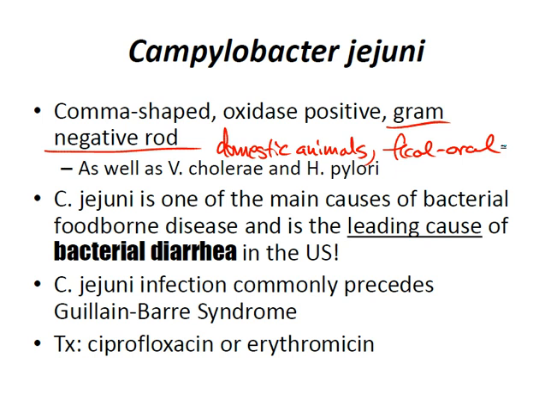So, in addition to Campylobacter jejuni, infections associated with Guillain-Barré include H. influenzae, herpes viruses, which is CMV, EBV, VZV, and Mycoplasma pneumoniae, but that's not that high yield. So I just want you to know that Campylobacter jejuni infection commonly precedes Guillain-Barré syndrome. And you treat it with ciprofloxacin and erythromycin.